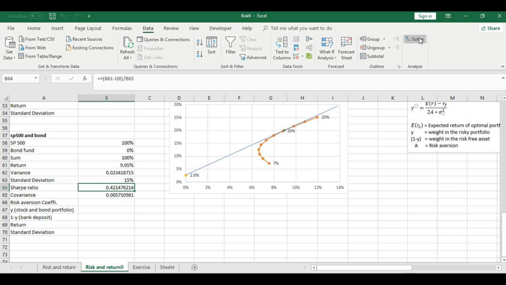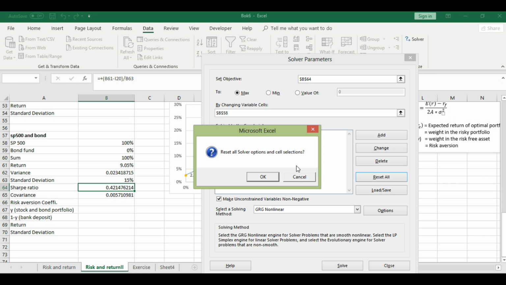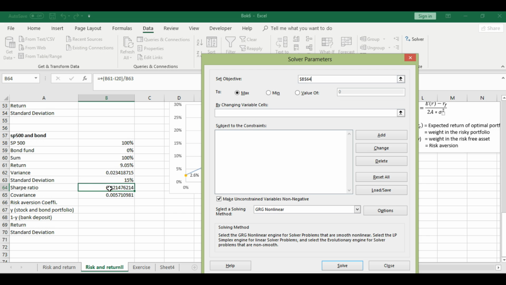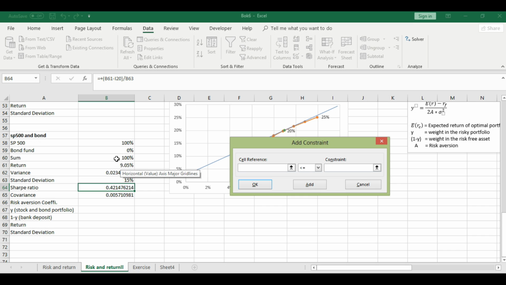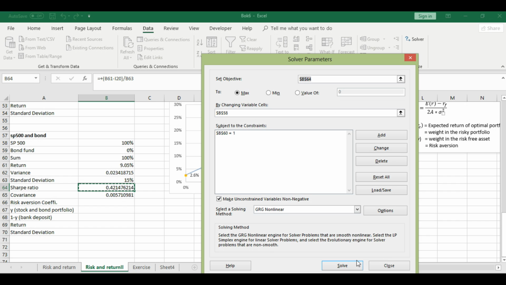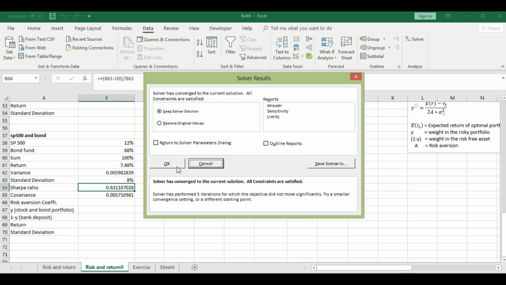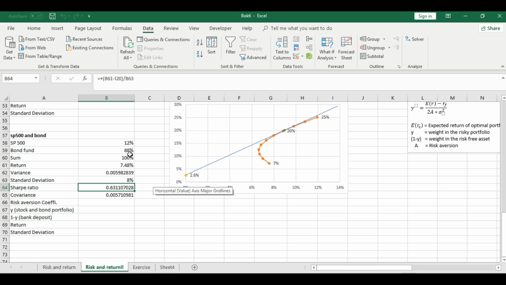And we use Solver to maximize the Sharpe ratio. So there, max, by changing this and keeping this to 100%. There. So you should have 12% in the S&P 500 and 88% in the bond fund if you want to maximize the Sharpe ratio.